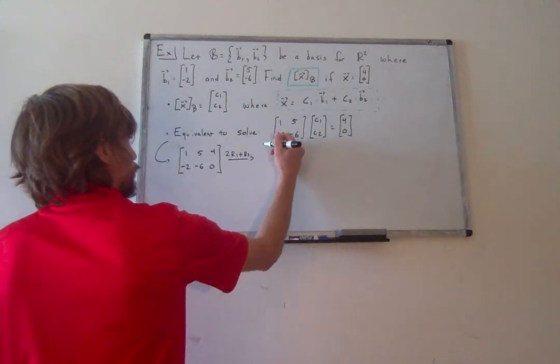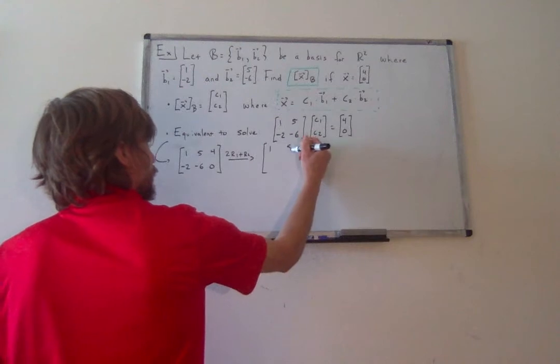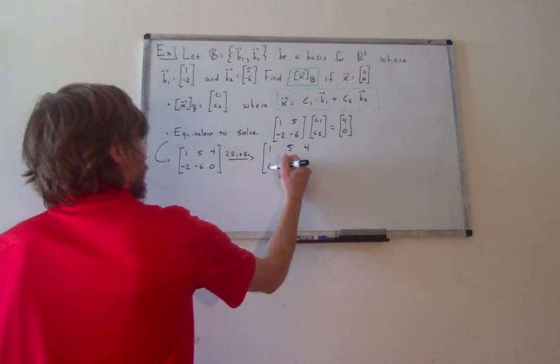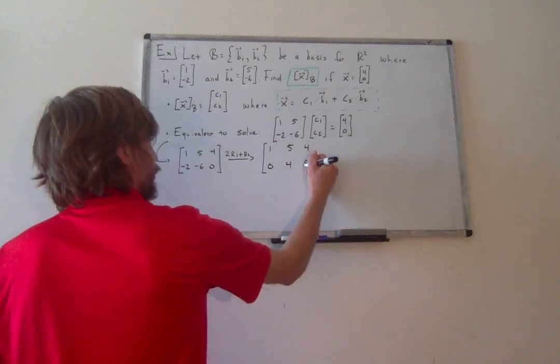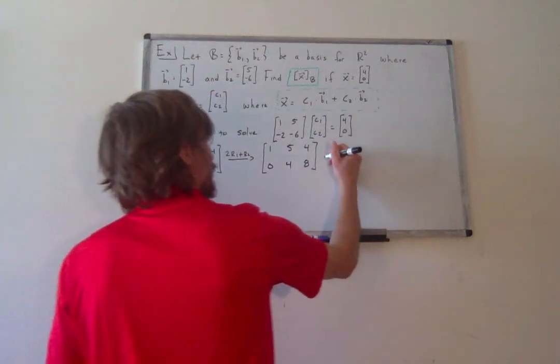And so now we can do some fun row reducing, and, leave it to linear algebra to always somehow find a way to come back to row reducing in the end.